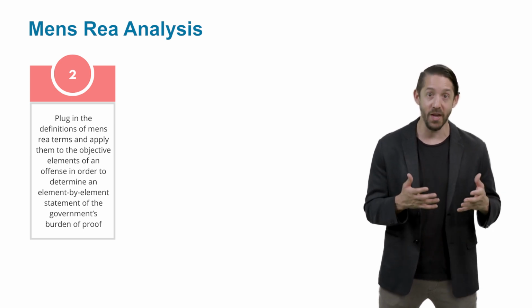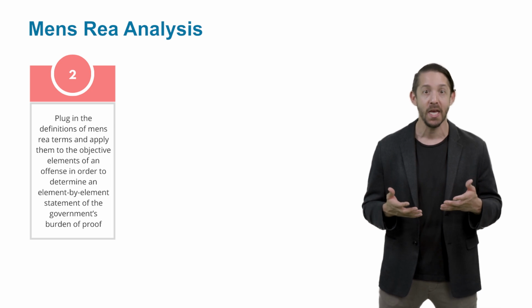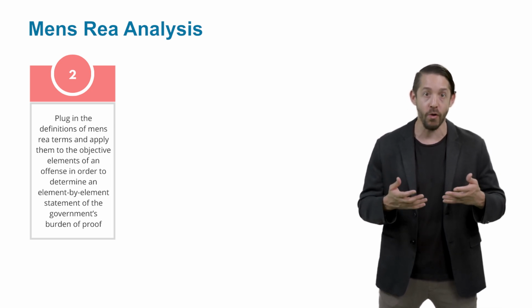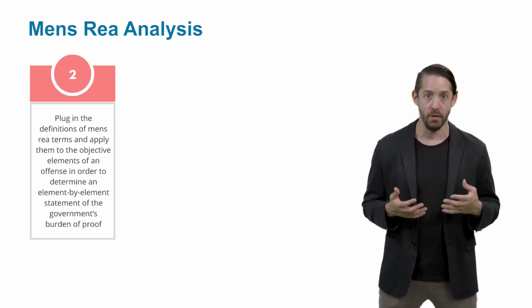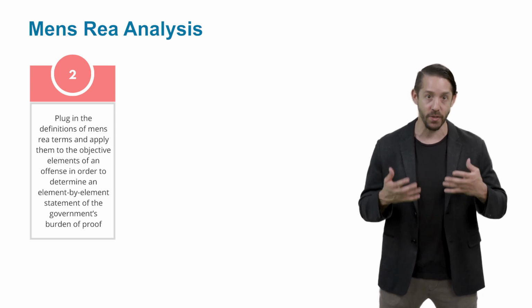You plug in the definitions of mens rea terms and you apply them to the objective elements of an offense to determine an element-by-element statement of the government's burden of proof. In a jurisdiction that's adopted the MPC approach to mens rea, this requires identifying the kind of objective element to which a culpable mental state applies.